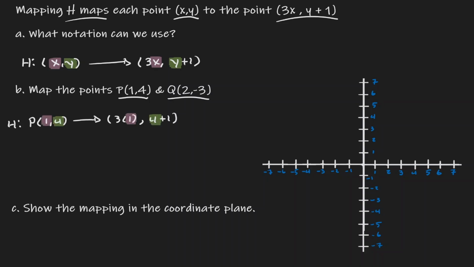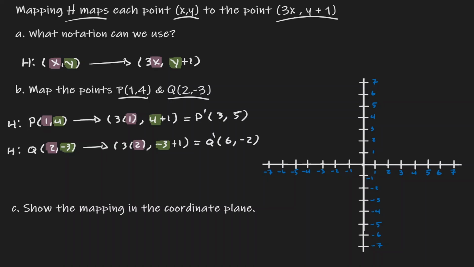Let's define the image, so we can call that P prime. Now let's map point Q. X is going to get multiplied by 3. And then we're going to add 1 to y. And now let's simplify this.